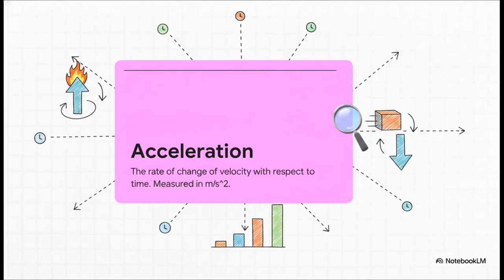Building directly on velocity, we have acceleration, which tracks how rapidly that velocity is changing. The formula is final velocity minus initial velocity, all divided by time, giving us meters per second squared. And keep in mind, since velocity is a vector, acceleration is a vector too. It can actually act in the exact opposite direction of motion, acting like a brake to slow an object down. In physics, we refer to this negative acceleration as retardation or deceleration.